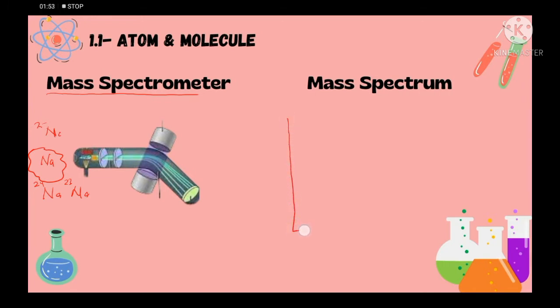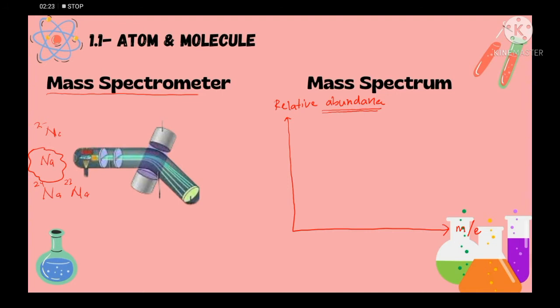So this is the diagram for a mass spectrum. The y-axis indicates relative abundance, and the x-axis indicates m over e, which is the mass of each isotope. And what does abundance mean? Abundance means the probability of the existence of the isotope.